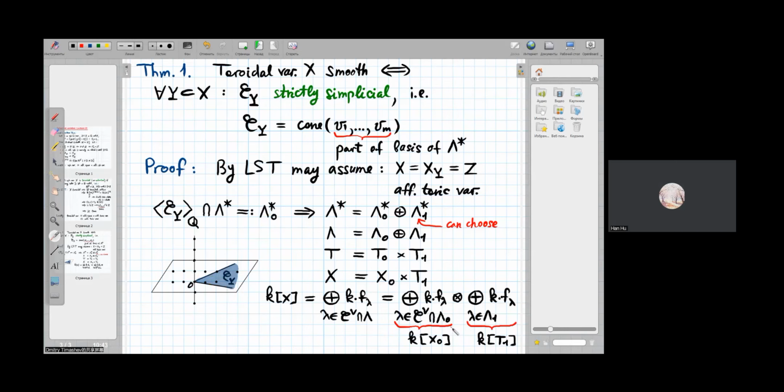Well, just because this is the decomposition of the coordinate algebra of a torus. The coordinate algebra of a torus is decomposed as the direct sum of all spaces spanned by characters, and the characters are exactly the eigenfunctions for the torus. So wait.